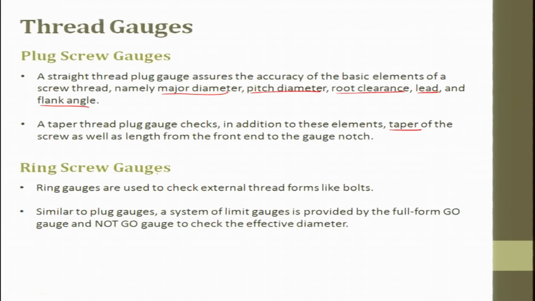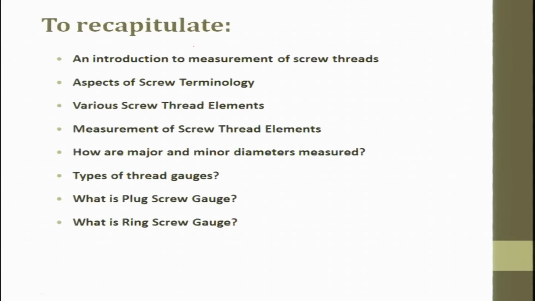The ring screw gauges are used to check the external thread form, like a bolt. Similar to the plug gauge, a system of limit gauges is provided by the full form go gauge and not go gauge to check the effective diameter. So, we will have plug screw gauge as well as ring screw gauge for measuring.